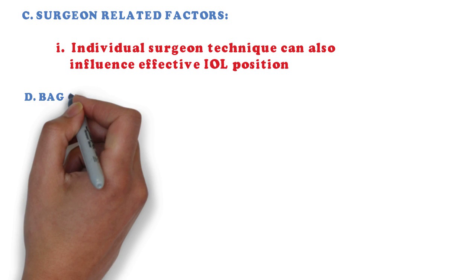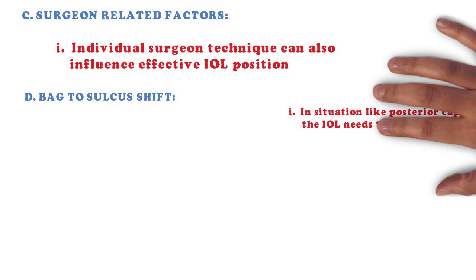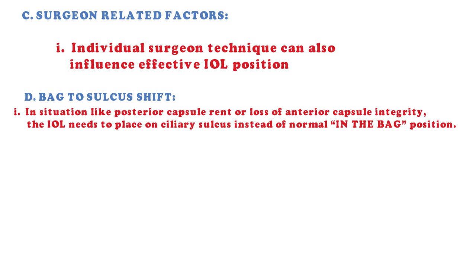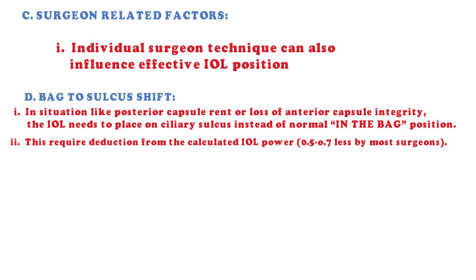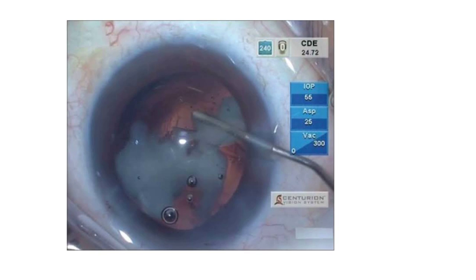D. Back to sulcus shift. In situations like posterior capsule rent or loss of anterior capsule integrity, the IOL needs to be placed in the ciliary sulcus instead of the normal in-the-bag position. This requires deduction from the calculated IOL power. Here is a figure with lens capsules, and this discontinuation of brown color is posterior capsule rent.